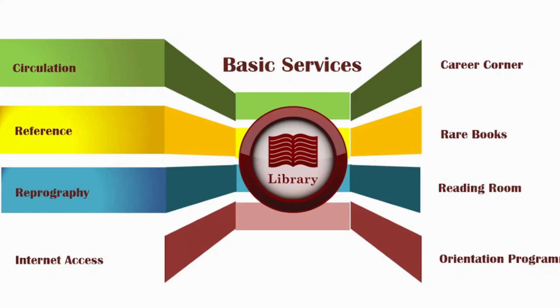Next one is the internet access. In most cases, we generally depend on online information nowadays. So internet service is very essential for any kind of library, particularly when we are talking about academic libraries. Internet access or internet service is literally mandatory nowadays.